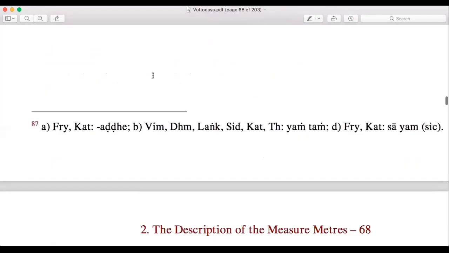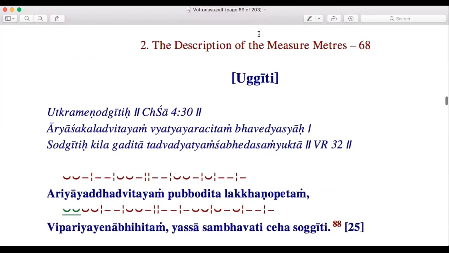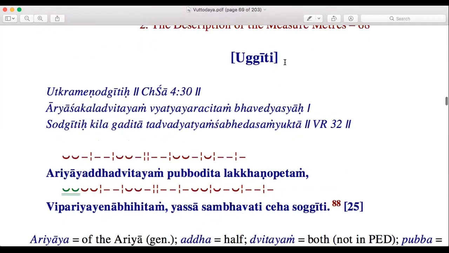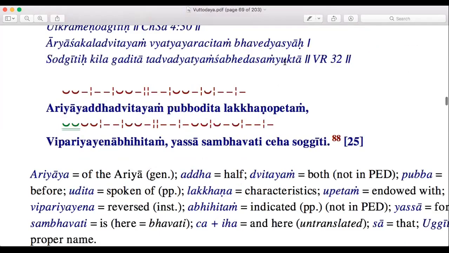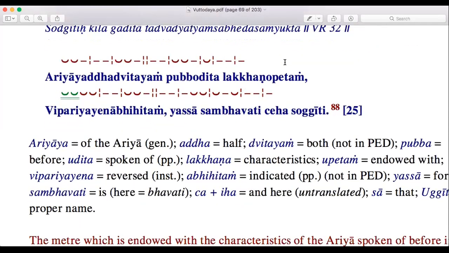Giti group. It is Uggiti. What is Uggiti? Let me first recite the verse. Ariya yadha dvitayang. Pubbodita lakkano petang. Vipariyaye nabhihitang. Yassa sambhavati cheha soggiti.